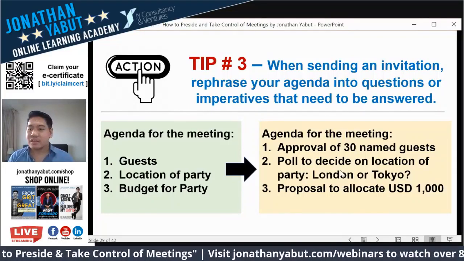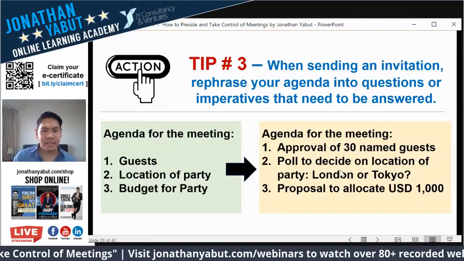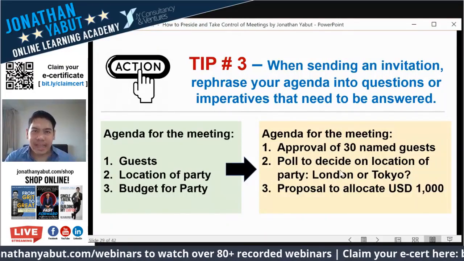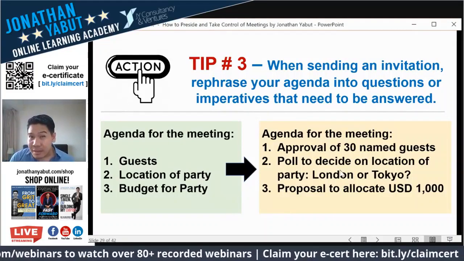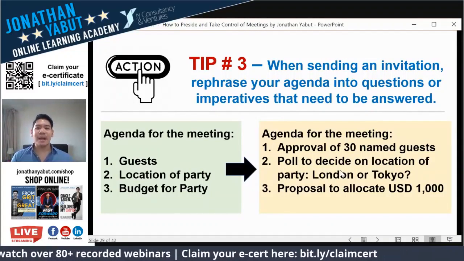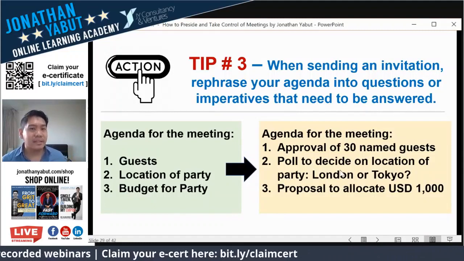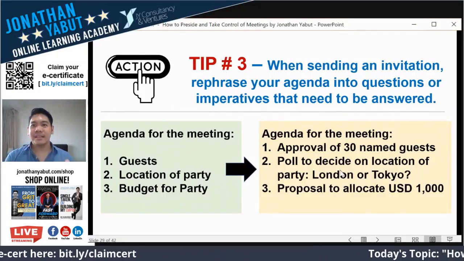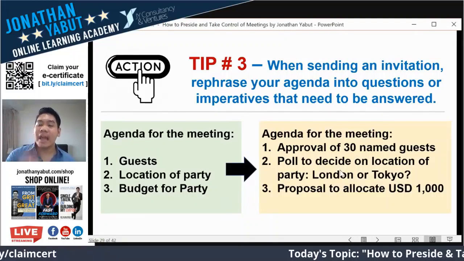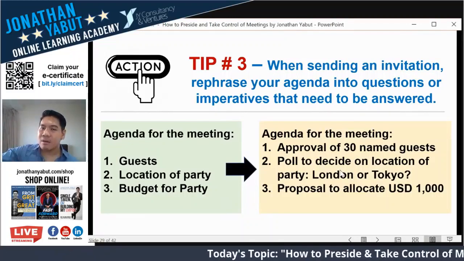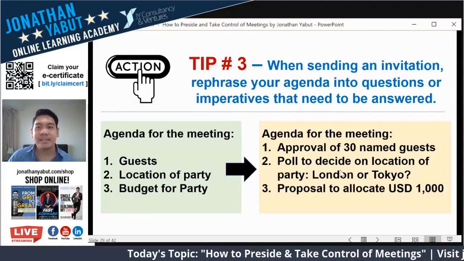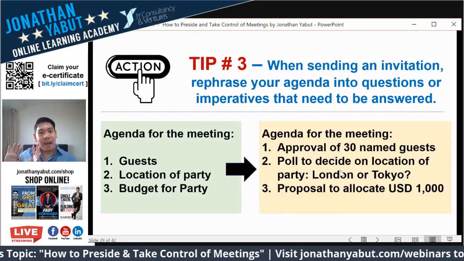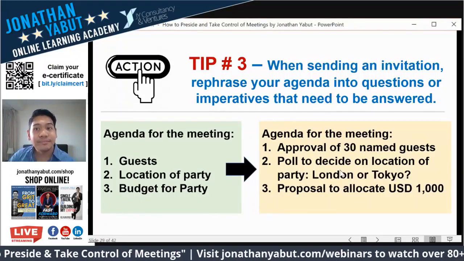Or number three, don't just type budget for party. Type how much are we talking about? What exactly are we doing about it? Are we approving the budget? Is there something about the budget that needs to be reallocated to somewhere else, right? So be specific. And in this case, it gives people an idea, should I be there or is it worth missing? Is it worth skipping? Should I be there or should I send instead my representative, right?